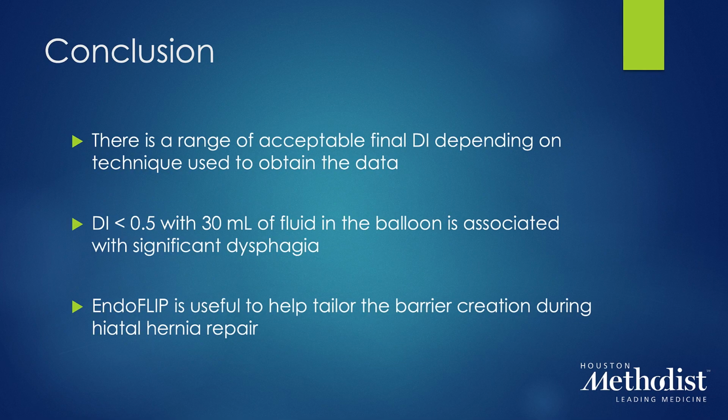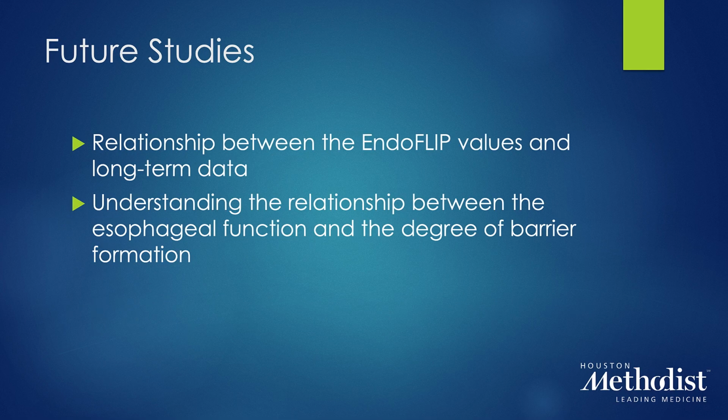In conclusion, there is an acceptable final DI depending on the technique used to obtain the data. DI less than 0.5 with 30 cc in the balloon is associated with significant dysphagia. EndoFLIP is useful to help tailor the barrier during anti-reflux operation. For future study, we're looking at the relationship between EndoFLIP values and long-term data, and understanding the relationship between esophageal function and values at the barrier.